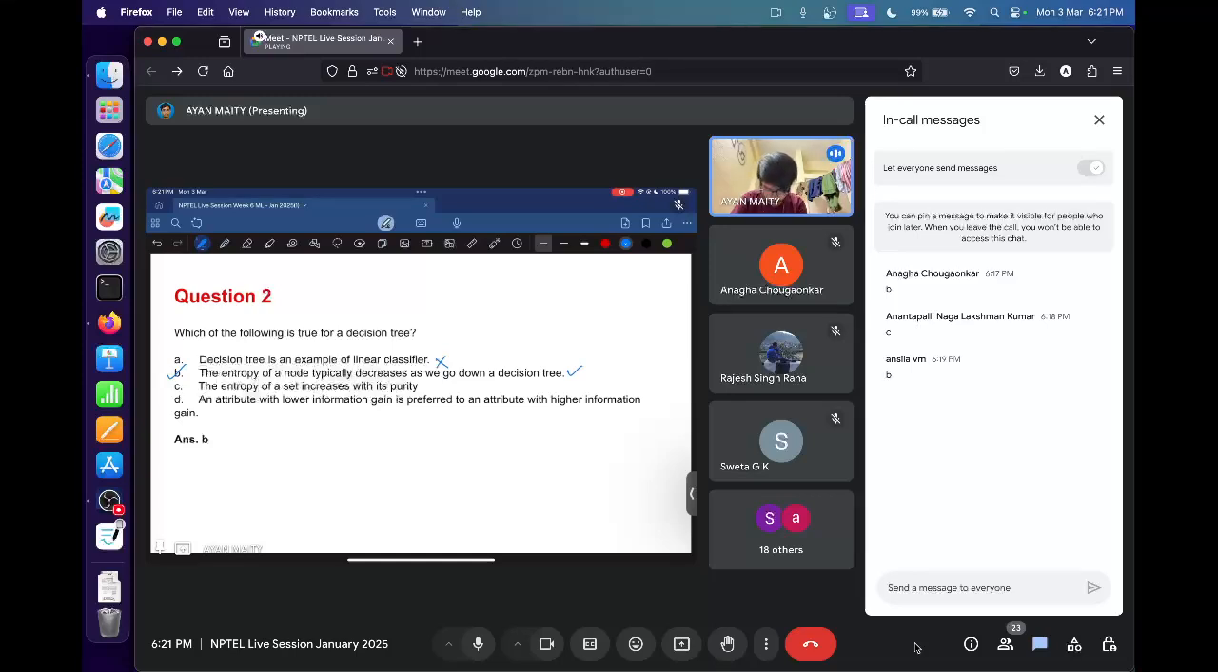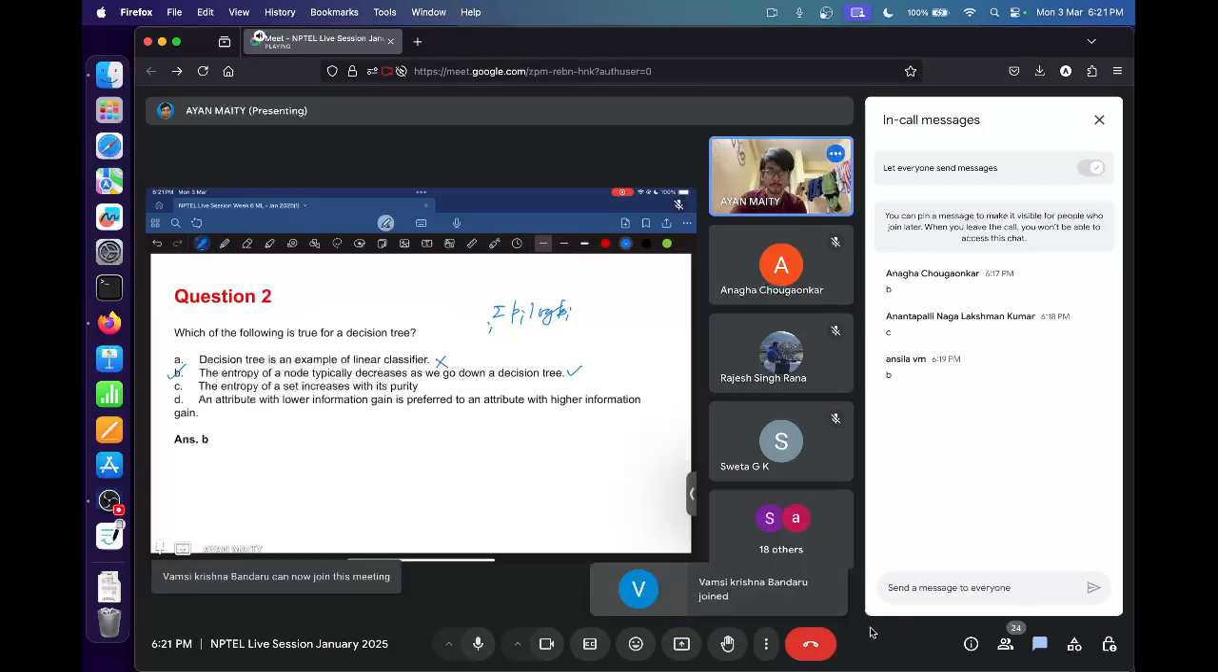And option C says that the entropy of a set increases with its purity. The entropy of a set is given by this equation, pi log pi for each i, where i is the ith class. For a pure set, where all the elements belong to a single class, the entropy would be zero. But in case of an impure set, the entropy is certainly greater than zero, if the set is a mixture of different classes.